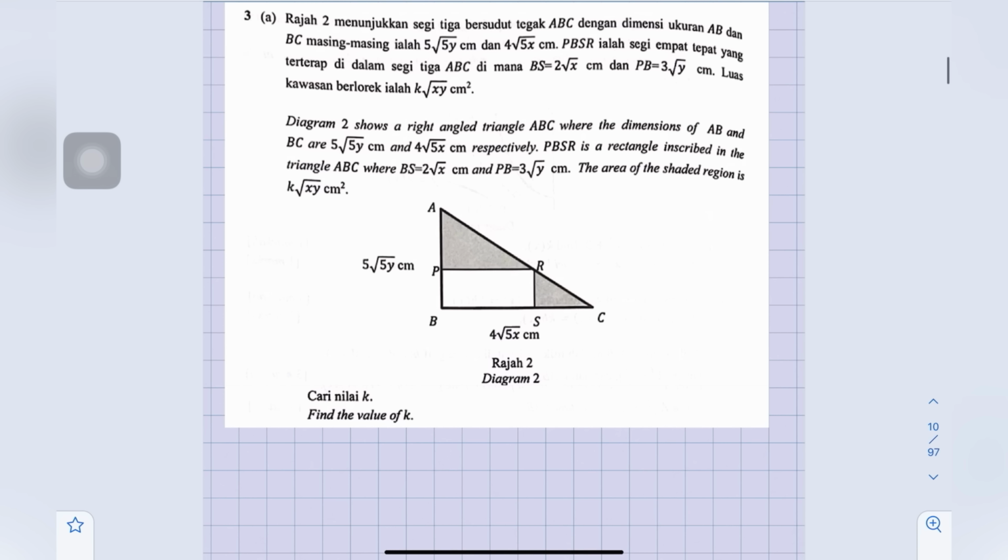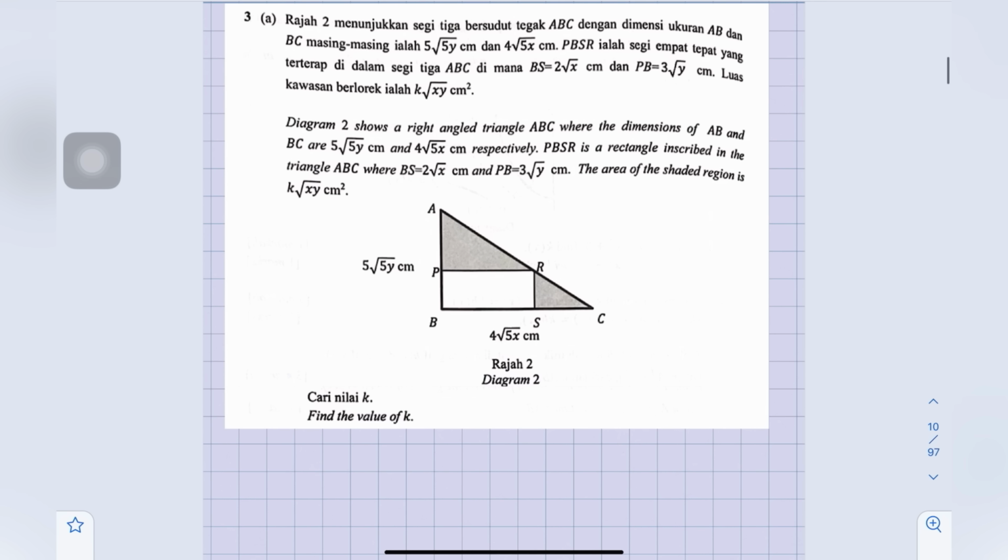Number 3A, diagram 2 shows a right angle triangle ABC where the dimensions of AB and BC are 5 root 5y cm and 4 root 5x cm respectively. PBSR is a rectangle inscribed in the triangle ABC where BS equals 2 root x cm and PB equals 3 root y cm. The area of the shaded region is K root xy. Okay, find the value of K.